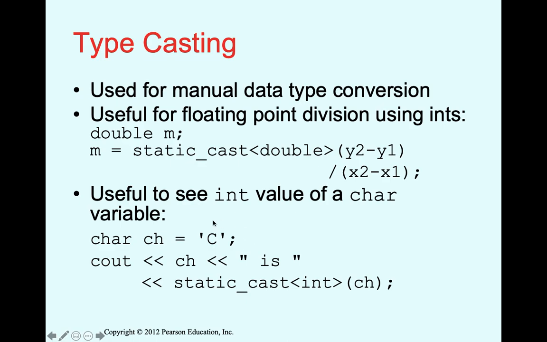It is also useful to see the integer value of a character. If you store the character C and print this character directly, you will get C. But if you want to know what the integer code for C is, you just write static_cast<int>, meaning change this variable into an integer, and then print it. Before you print it, change it into an integer, so this will print the code of the capital C.